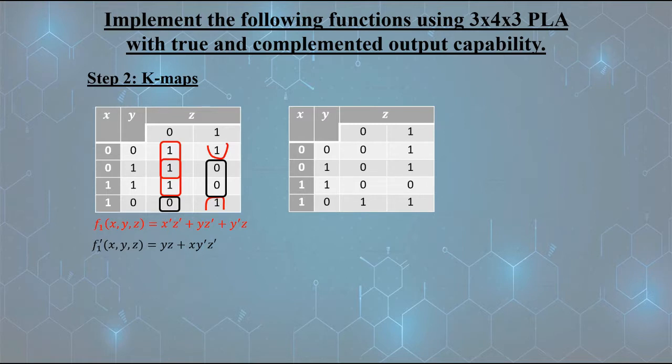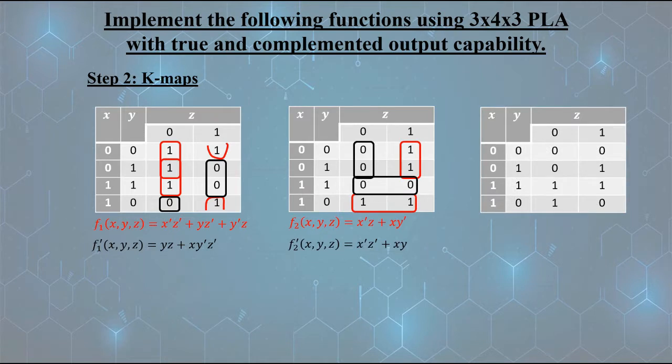The second K-map is for the second function, where F2 is equal to X bar Z plus XY bar, while F2 bar is equal to X bar Z bar plus XY. The last K-map is for the third function, which is F3 equal to XZ bar plus YZ, while F3 bar is equal to X bar Z bar plus Y bar Z.